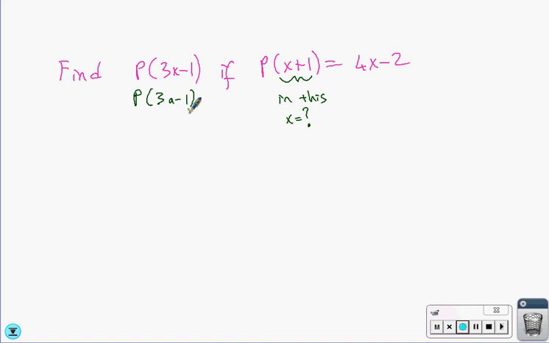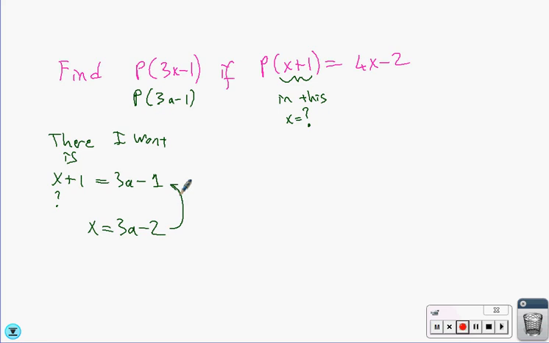So inside the parentheses, right now there is x plus 1. And I want in there 3a minus 1. So inside the parentheses, to get 3a minus 1, instead of x, what should I put? You move plus 1 to the other side, so x is equal to 3a minus 1 minus 1, which is minus 2. Instead of x, you put 3a minus 2, which means inside the parentheses it will be 3a minus 1.